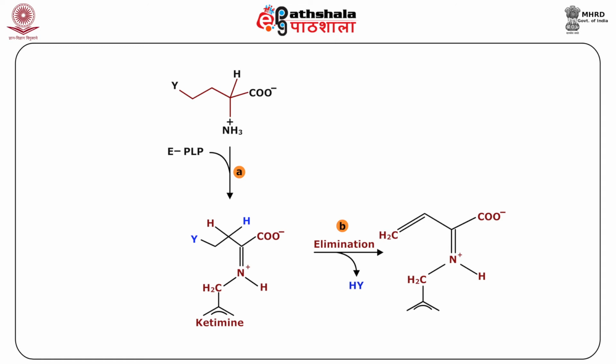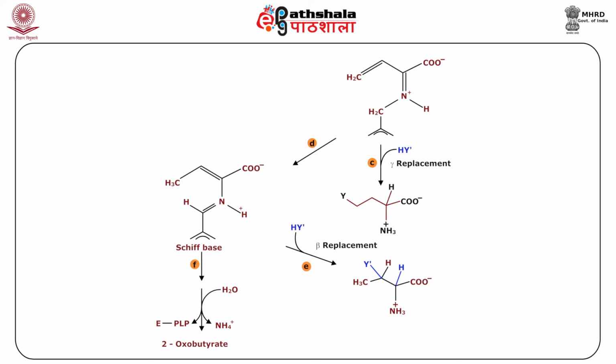Addition of HY⁻ leads to gamma replacement, while addition of a proton at the alpha position leads to an alpha-beta unsaturated Schiff base. The latter can react by addition of HY⁻, or it can break down to form an alpha-oxo acid, as I told you, and ammonium ion, just as in the beta elimination reactions discussed earlier on.